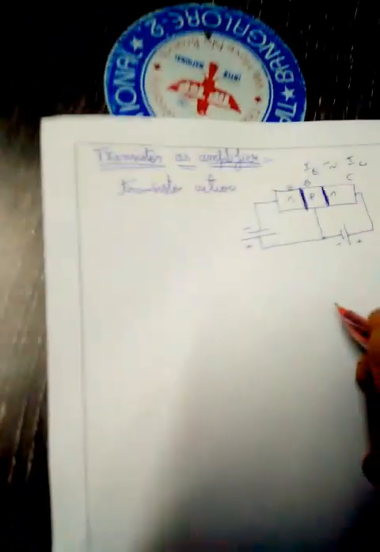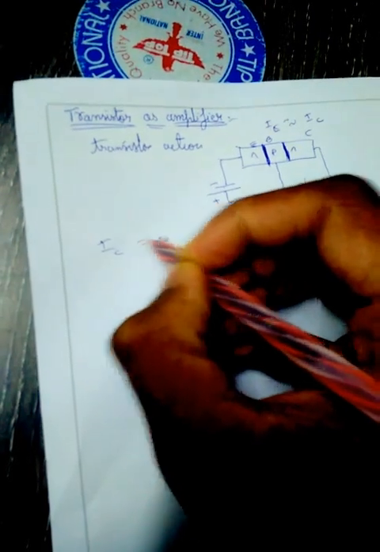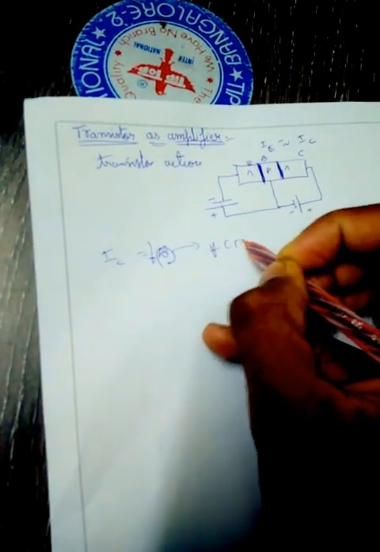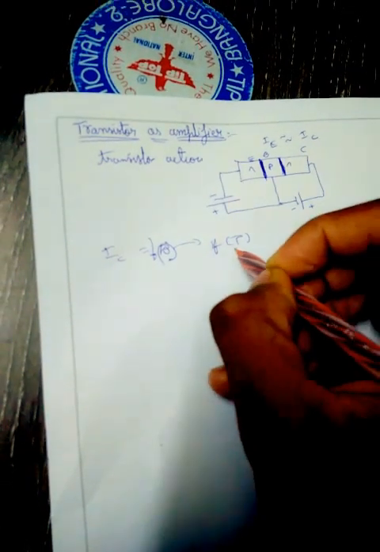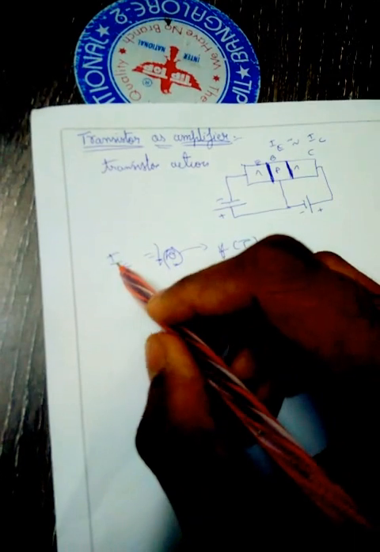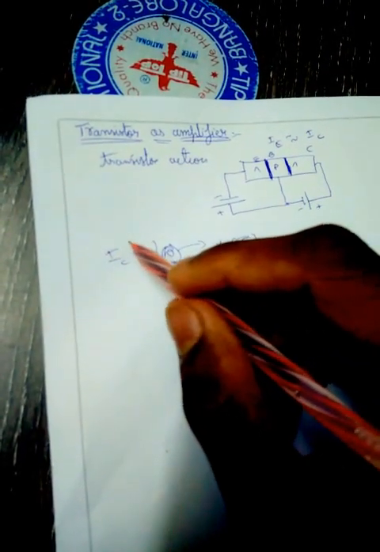But we cannot use a transistor as it is, by applying an AC voltage signal here and taking the output. Let's see why. The transistor current IC depends on beta, which is a function of temperature. Whenever the temperature changes there will be a change in beta, and hence a change in IC, and this causes distortions.